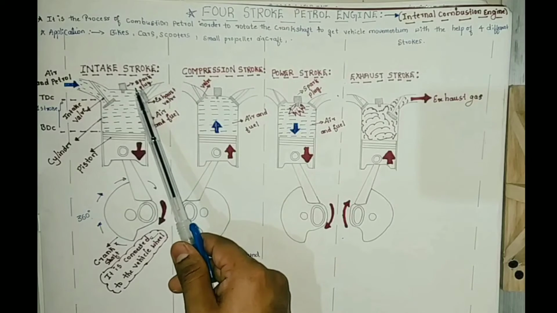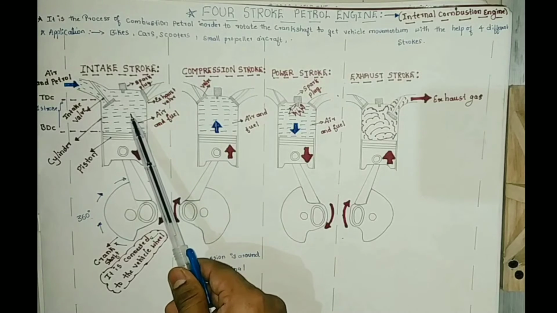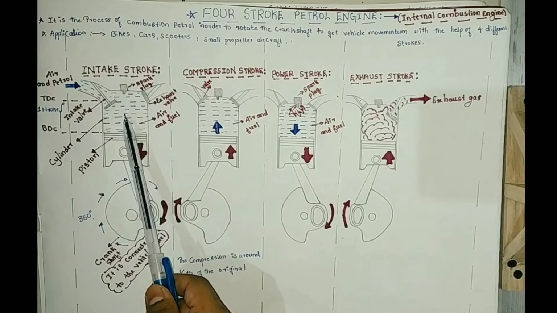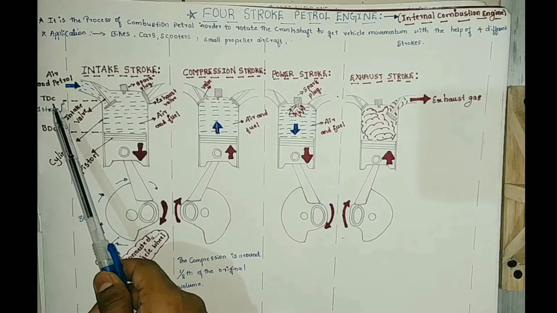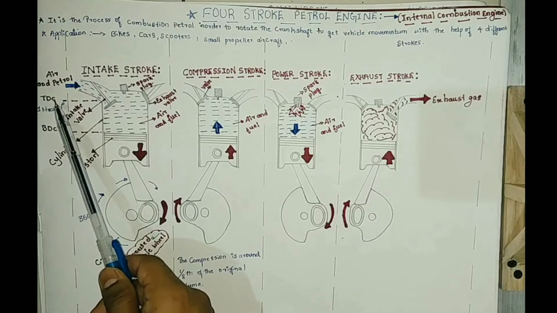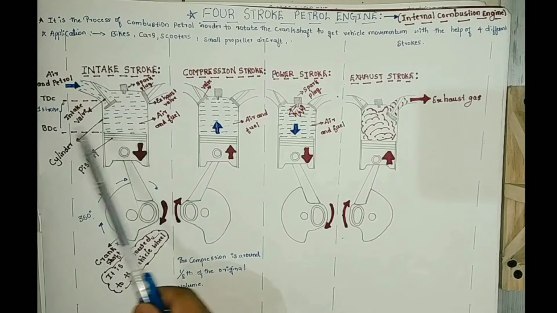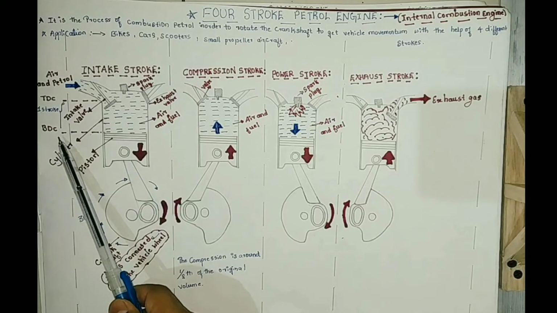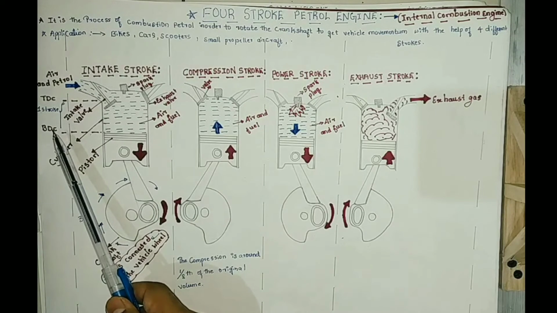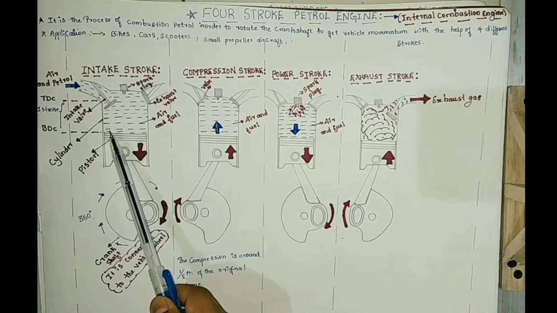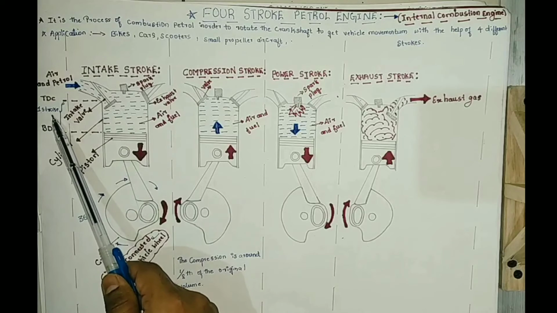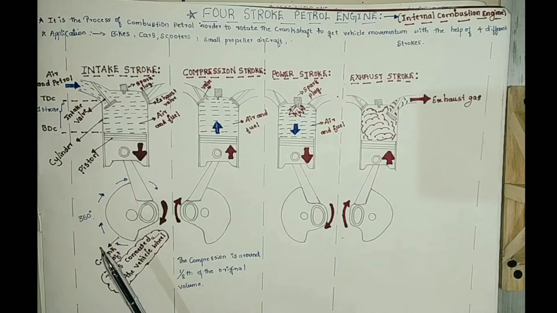And there is a spark plug present which ignites the petrol when it is under compression. The upper section of the engine is called the top dead center, denoted as TDC, and the bottom section of the engine is called the bottom dead center, denoted by BDC. When the piston moves from the top dead center to the bottom dead center, it completes 1 stroke. This is all about the construction of the 4-stroke petrol engine.